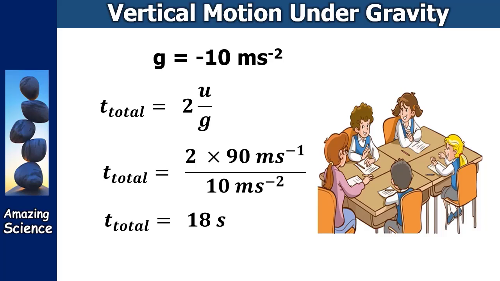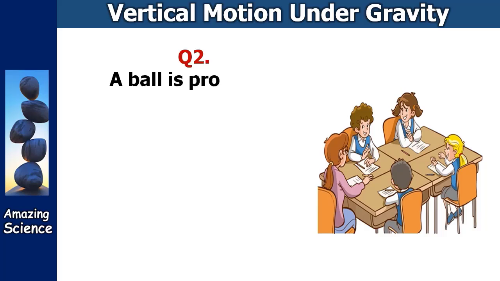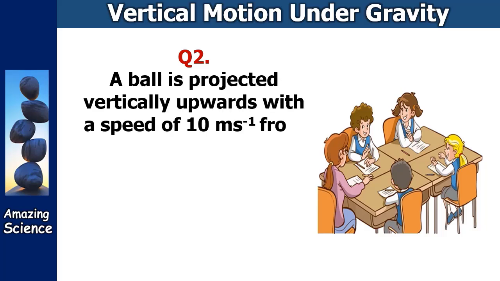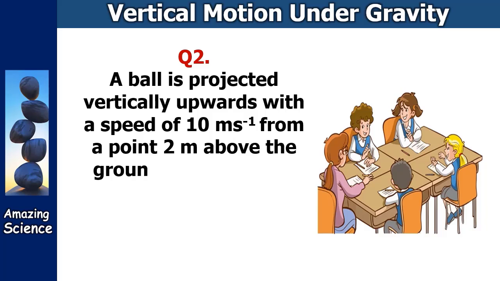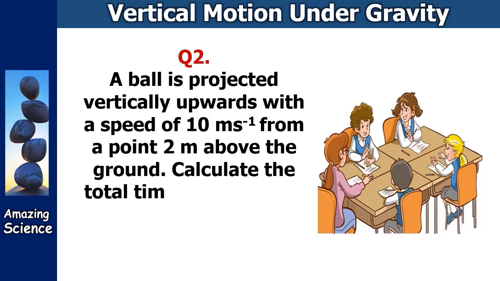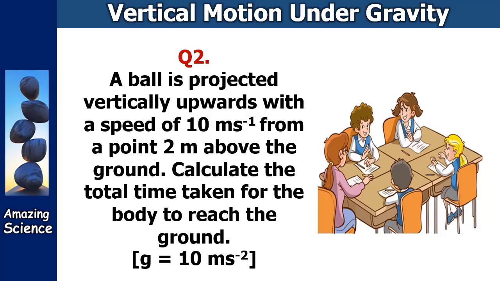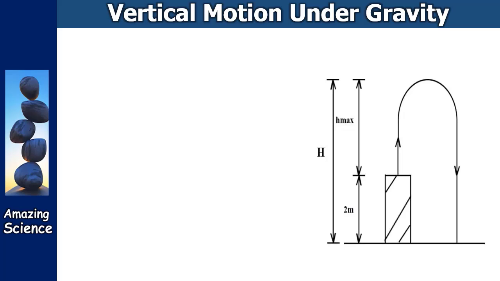Now let's take our second question. A body is projected vertically upwards with a speed of 10 meters per second from a point 2 meters above the ground. Calculate the total time taken for the body to reach the ground. Acceleration due to gravity has been given again as 10 meters per second squared. This question needs attention, and so let's first of all draw a free body diagram to analyze it.